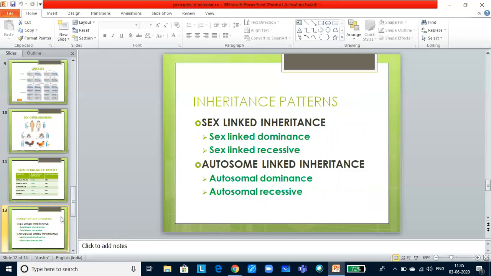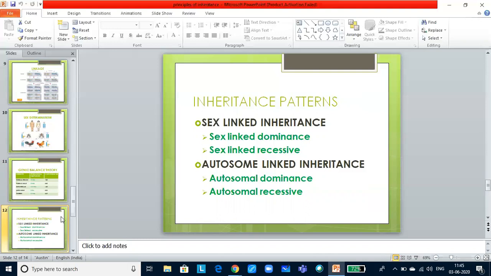Now, the inheritance is based on the characters or traits that are carried. If the characters are linked to the sex chromosomes, then you call it sex-linked inheritance. Again, T.H. Morgan observed sex-linked inheritance in Drosophila.